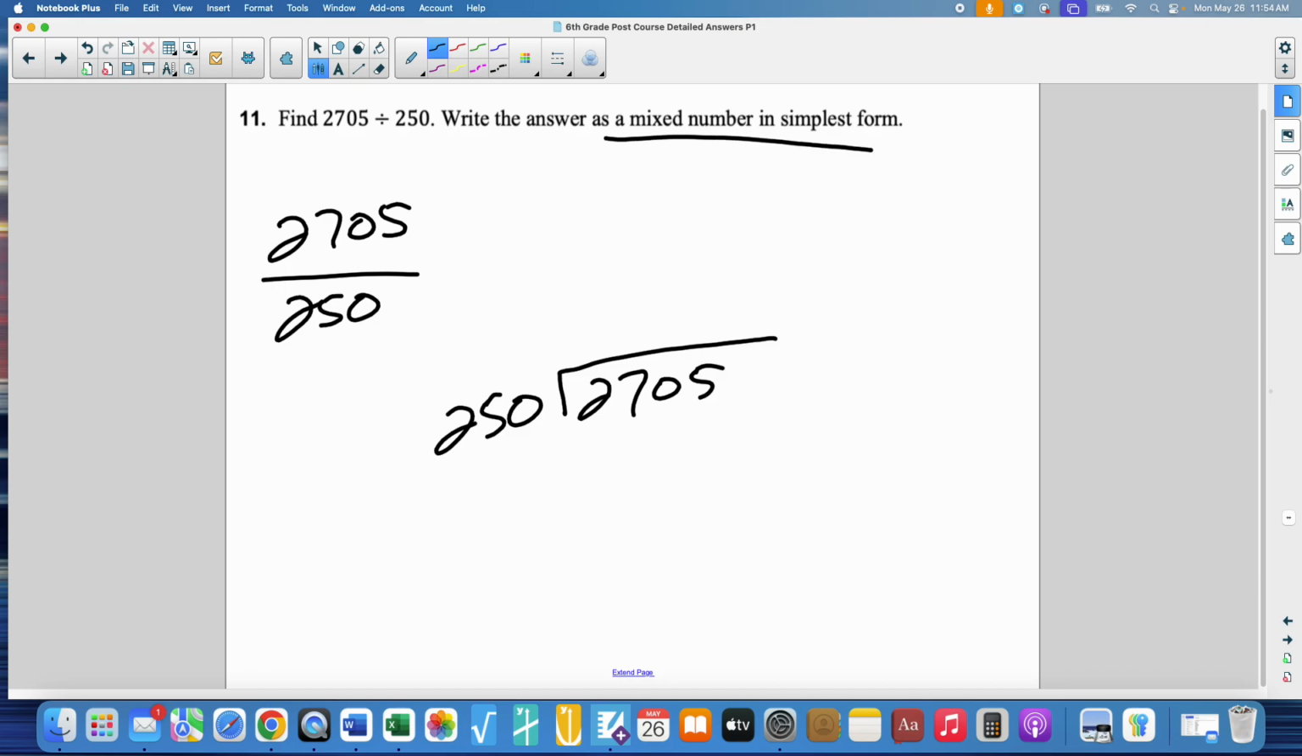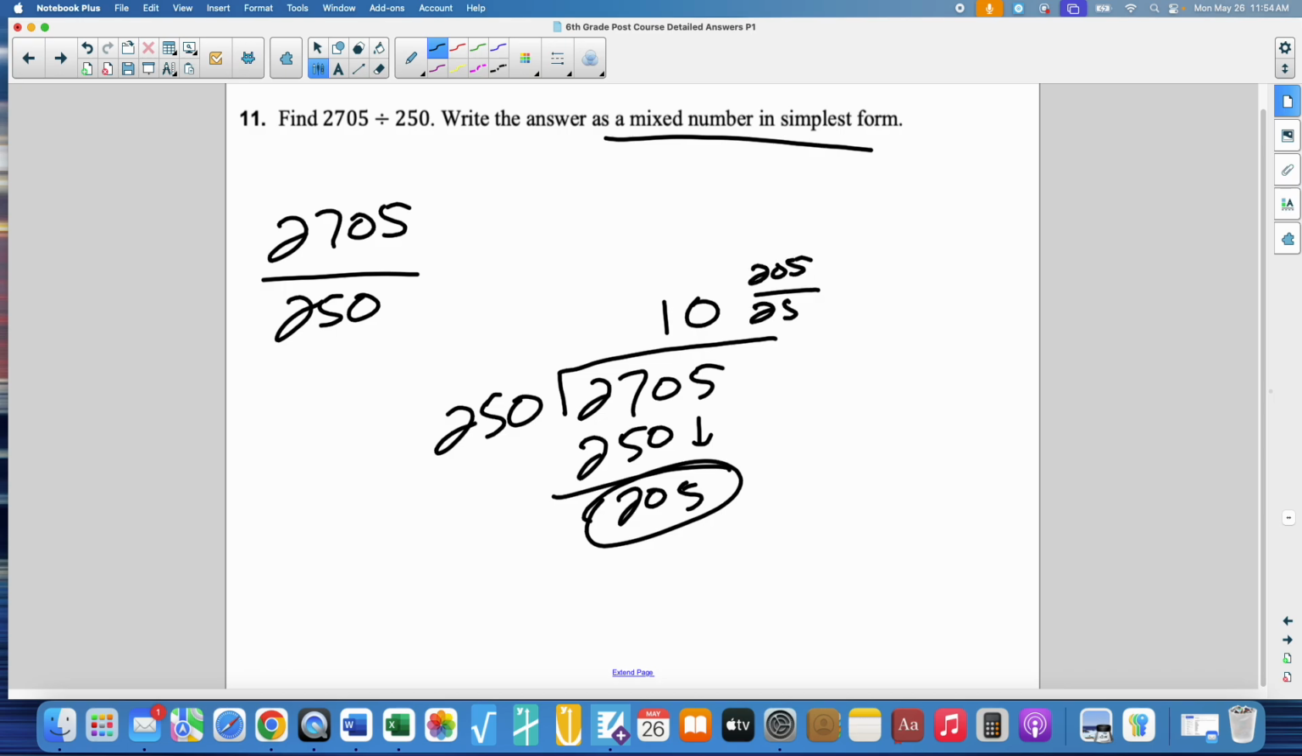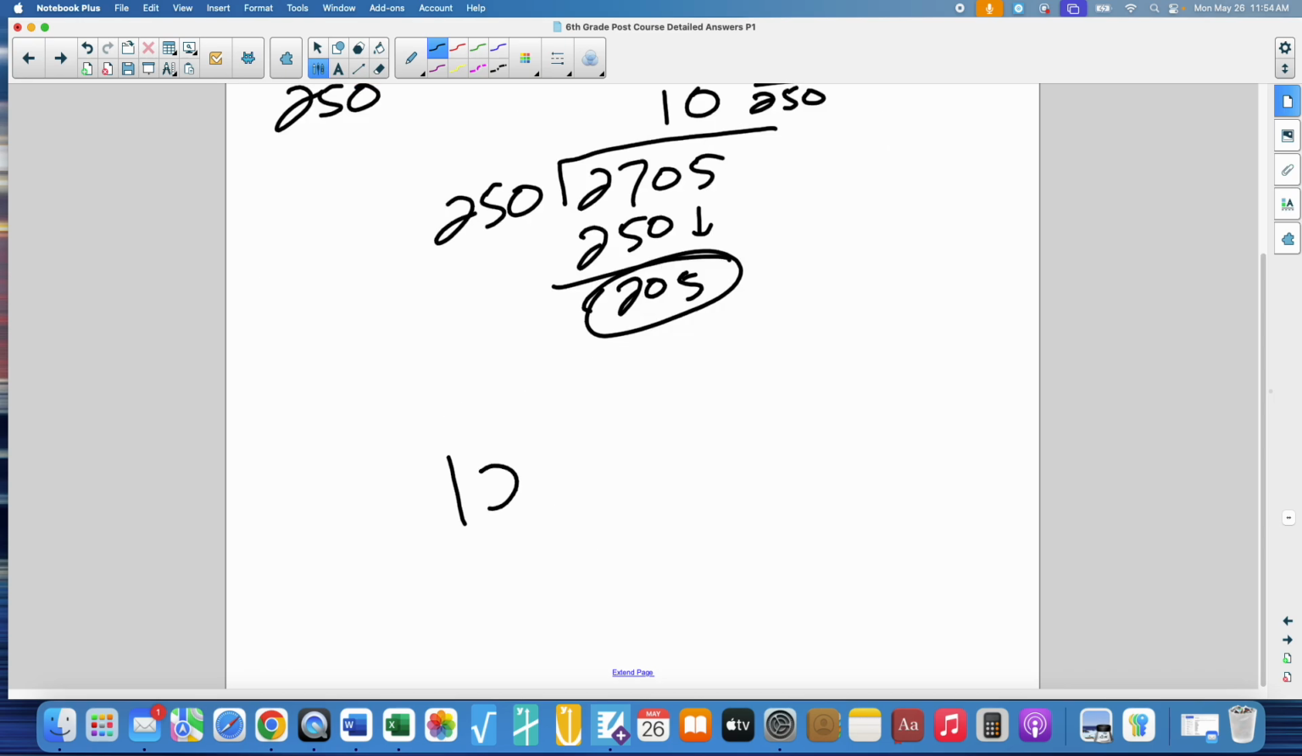So 250 doesn't go into 2, doesn't go into 27. It does go into 270, and it goes one time. So 250 subtract leaves you with 205. Now 250 doesn't go into 205, so you put a 0 there. That's probably the tricky part. This is your remainder, so it's 205 over your divisor. So that's how we turn that into a mixed number. So your answer is 10 and 205 over 250.